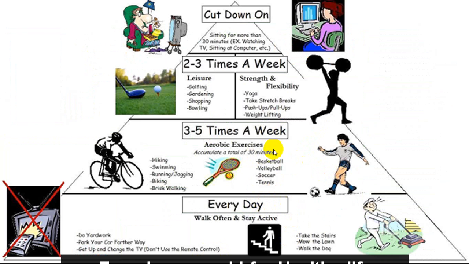And this is what is done every day. This is done 3 to 5 times a week. Then further you can increase, and then you can cut down. Depending upon this, it is called the exercise pyramid for a healthy lifestyle.